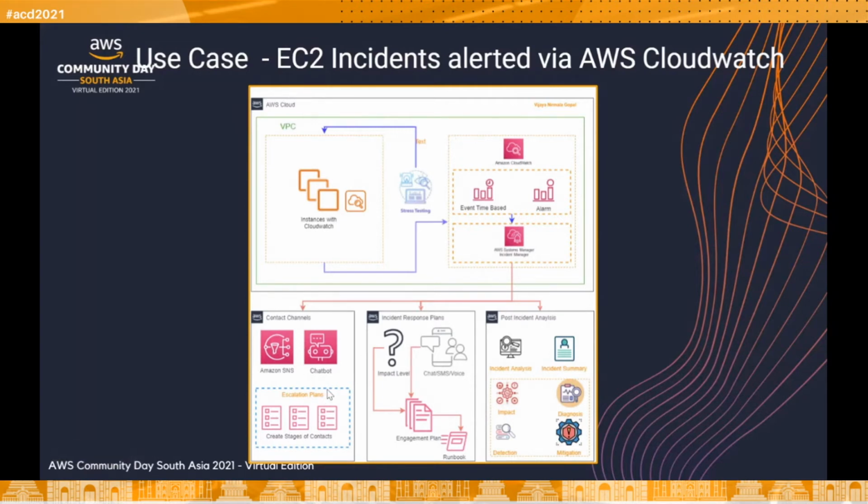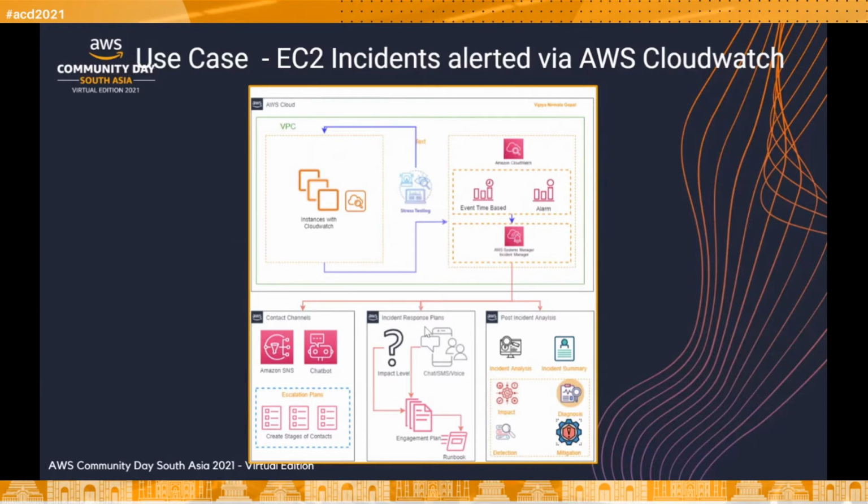It's about creating stages of contacts. At the first level, it would go to the group email of those responsible for resolving the incident, and then comes your management and then your senior management. So these are the levels of escalation that would happen if it is not addressed during the first level of intimation. Then come the response plans.